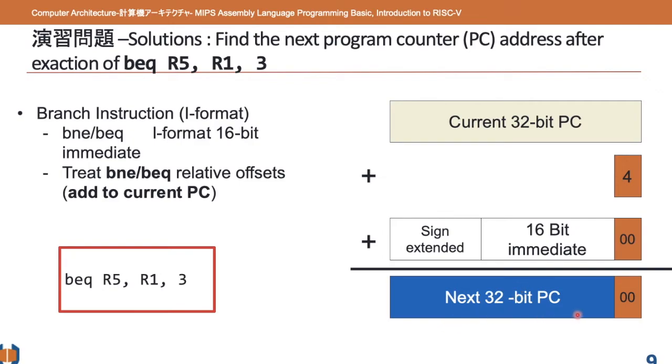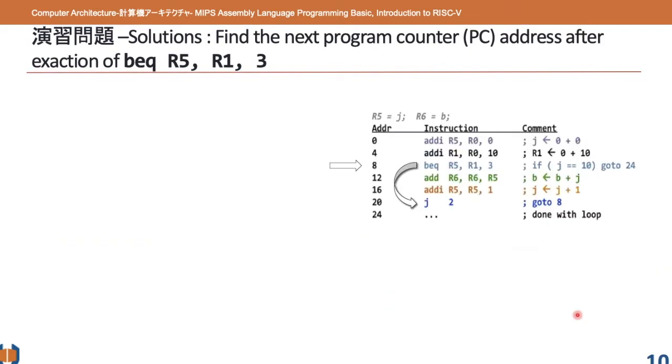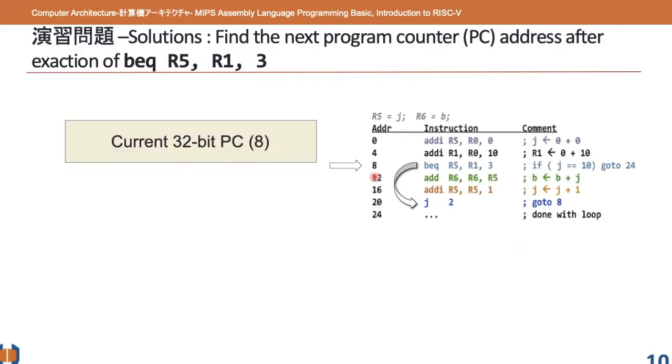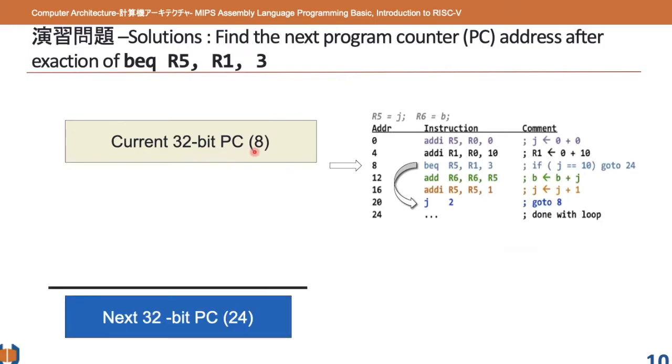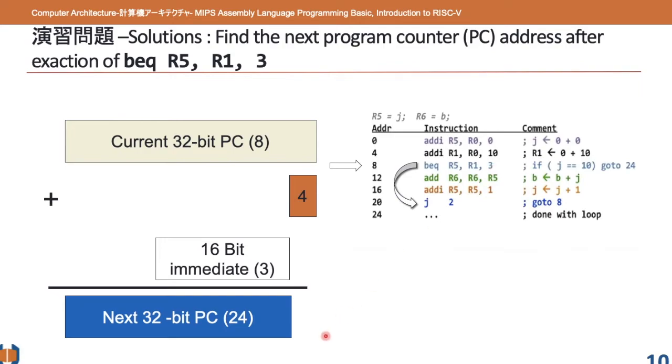That was the theory. Well, let's move to the example. Here, when this line is to be executed, the value of the program counter is supposed to be 8. So the current program counter is 8. And then we need to find out the next program counter, and that's 24. So the first thing we need to do is add 4, as I said earlier, and then we need to add the immediate value, and here the immediate is 3. And the next part, we need to add the sign extension.